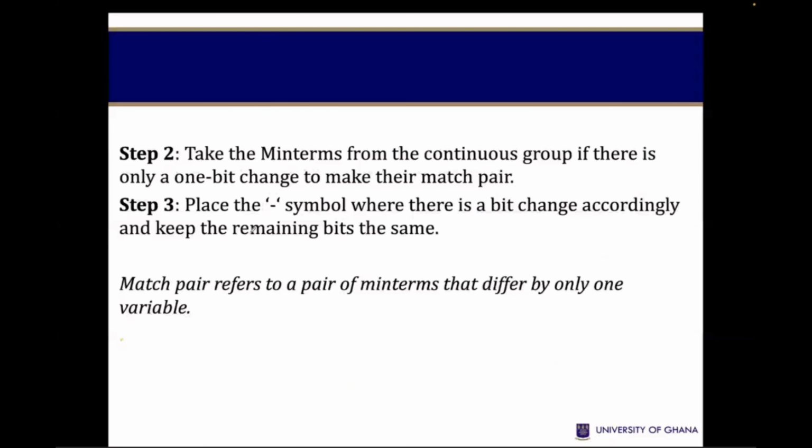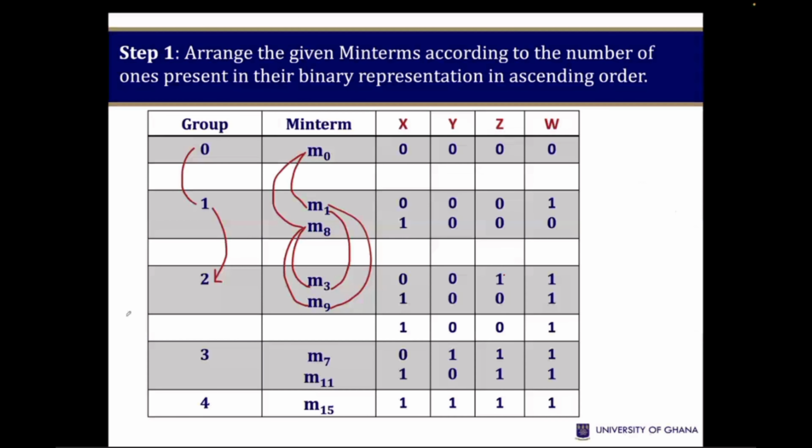So now we take group 2 and compare with all the members of group 3. So it means similarly, M3, M7, M3, M11, then M9, M7, M9, M11. Right. So let's do the matching. There's a match.